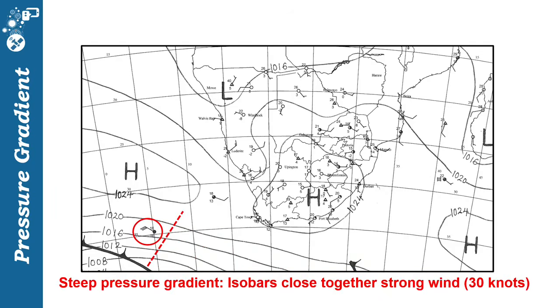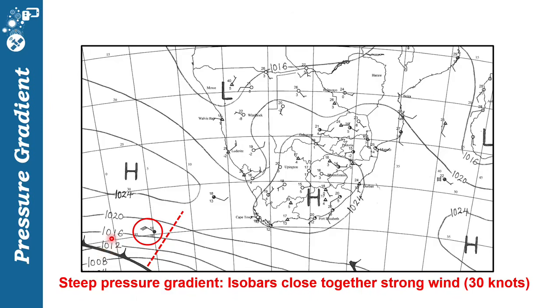Right. Pressure gradient. Pressure gradient is the difference in pressure between 2 points. Now, when the isobars are close together, as in the case that you see in front of you, you will notice those isobars are close together. Now, I want you to look at that weather station that has been circled in red. This one over here. Here we can see the isobars being close to one another, and that causes a steep pressure gradient.